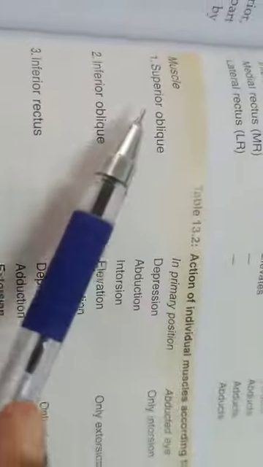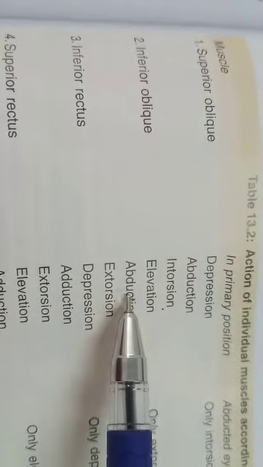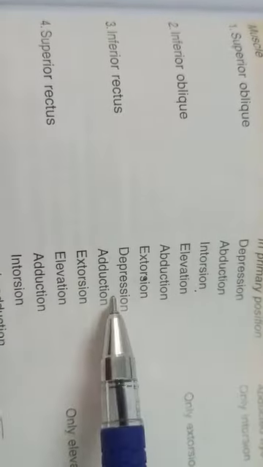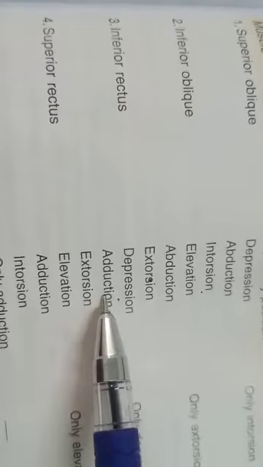So these are the muscles and the movements. Superior oblique muscle helps in depression, abduction and intorsion. Inferior oblique muscle helps in elevation, abduction and extorsion. Inferior rectus muscle helps in depression, adduction and extorsion. Superior rectus muscle helps in elevation, adduction and intorsion. So adduction is by the superior rectus and inferior rectus. Abduction is by the superior oblique and inferior oblique muscle, along with the lateral and medial recti.